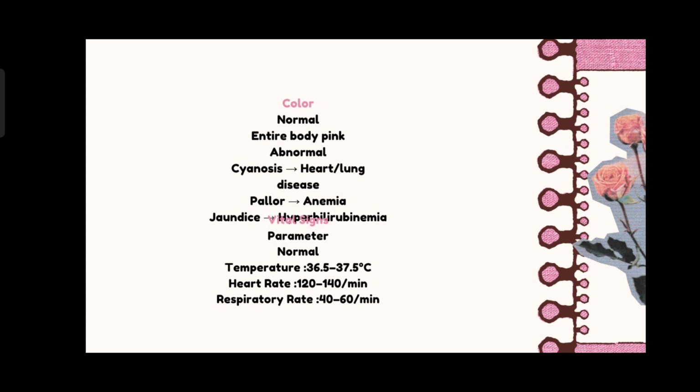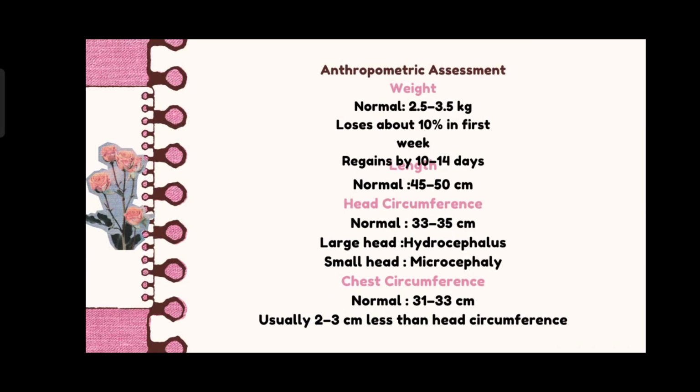Then coming to the vital signs, for a normal baby the temperature will be 36.5 to 37.5 degrees Celsius. The heart rate will be 120 to 140 beats per minute. Respiratory rate will be 40 to 60 breaths per minute. That is about the vital signs. Then coming to the anthropometric assessment.